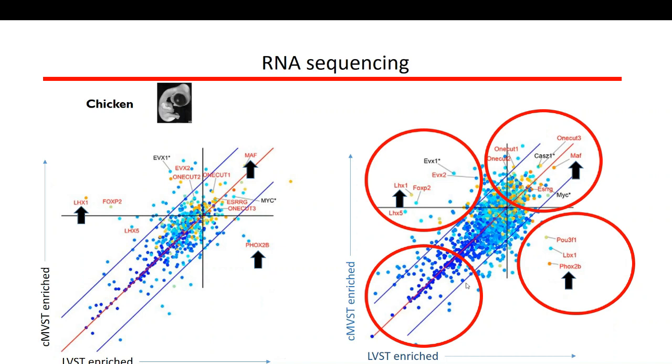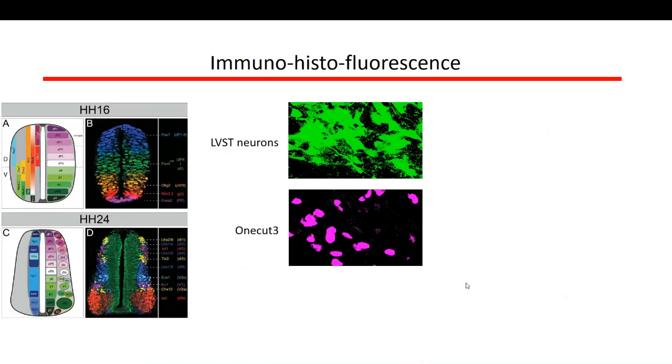RNA sequencing on groups of neurons is very good, but it has one weakness. It cannot tell you if all or just some of the neurons in your sample express a gene. That's why I wanted to use immunohistofluorescence and test the most specific TFs against labeled vestibulospinal neurons.